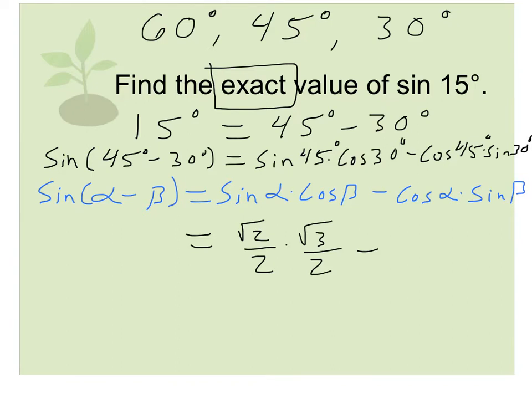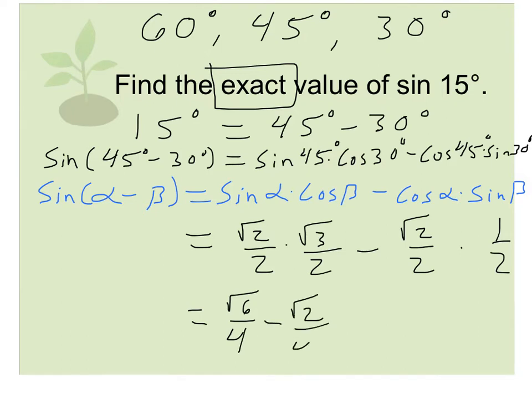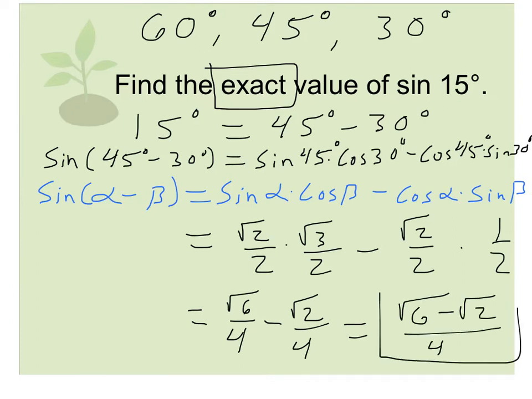Cosine of 45 is square root of 2 over 2, and sine of 30 is a half. Okay, from here all the sines and cosines are gone. It's a matter of simplifying. The first part becomes square root 6 over 4, square root 2 over 4 for the second part. Best and final answer I could give is the exact value of the sine of 15 degrees is the square root of 6 minus the square root of 2 over 4.